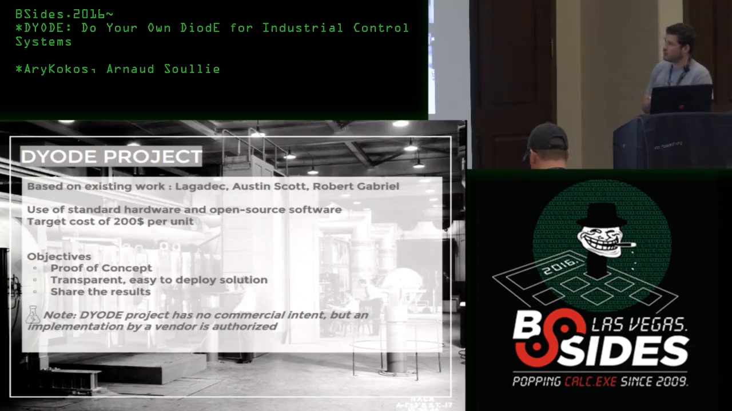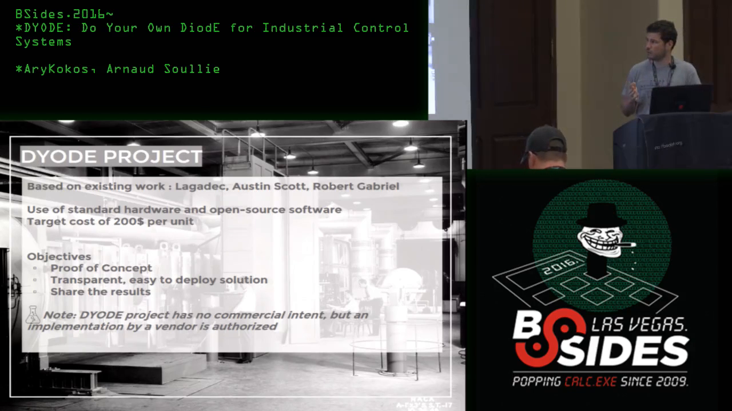Okay, so our project is not completely new. It's based on existing work from Philippe Lagadec, a French guy, Austin Scott, or Robert Gabriel. The idea is to use standard commercial off-the-shelf hardware and open source code to produce a data diode with a target cost of about $200 per unit.